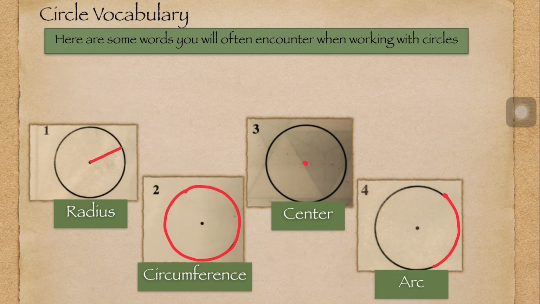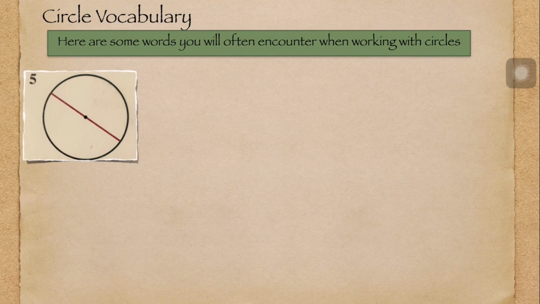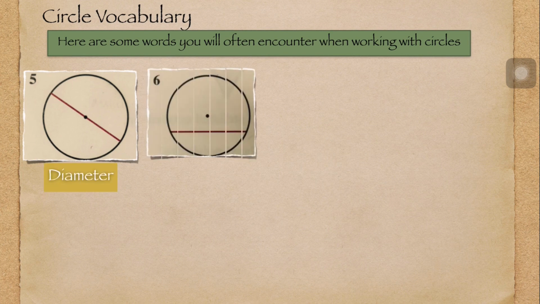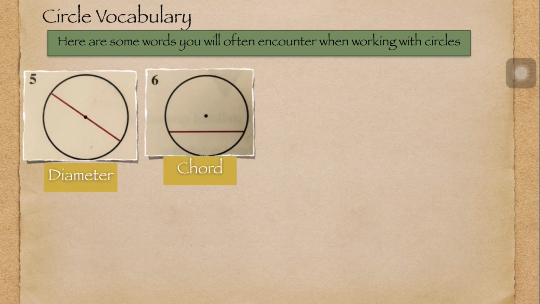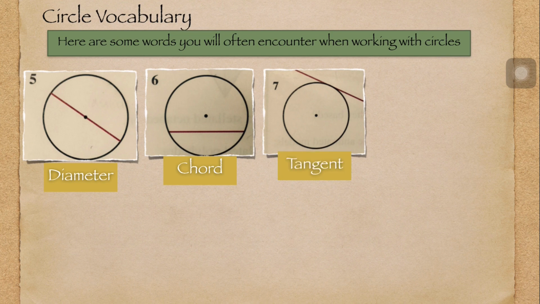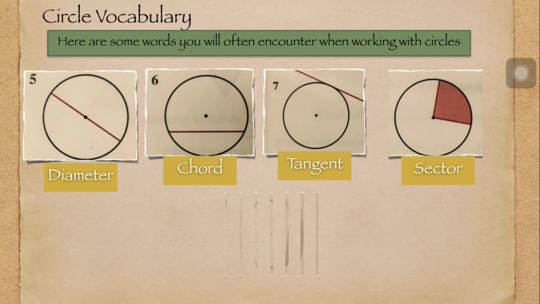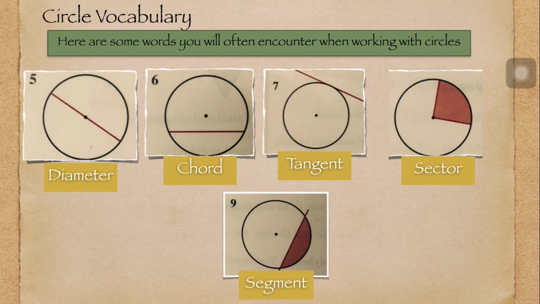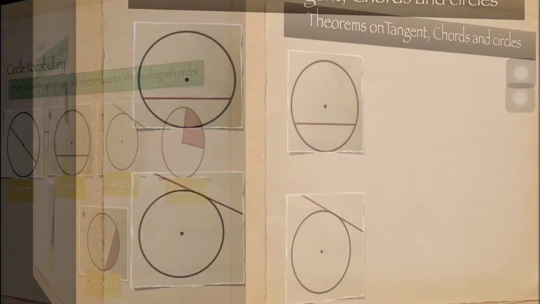Okay, here we go for the next illustration. For number five, this is the diameter. Look at the one in red, that's the chord. This is the tangent, okay? And this is the sector. And last but not the least, this is what we call the segment, okay? So remember them, we will be making use of them.